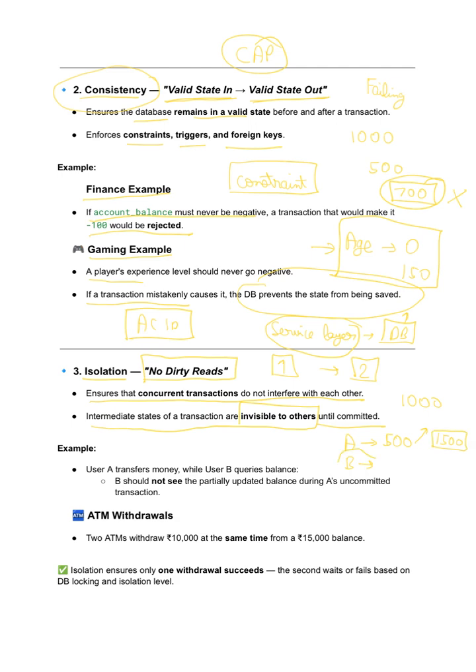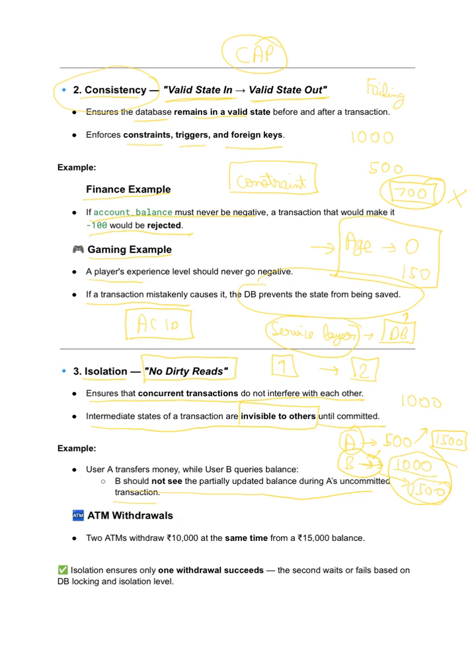Then if B tries to query the balance, if B is trying to query before A, then he will get 1000. If he's querying after A, then he will get 1500. There will not be anything happening in between, right? Nothing in between. So B should not see the partial or partially updated balance during A's uncommitted transaction. So B will only see the correct balance. If A's transaction is perfectly committed, then he will see 1500, otherwise he will see 1000.